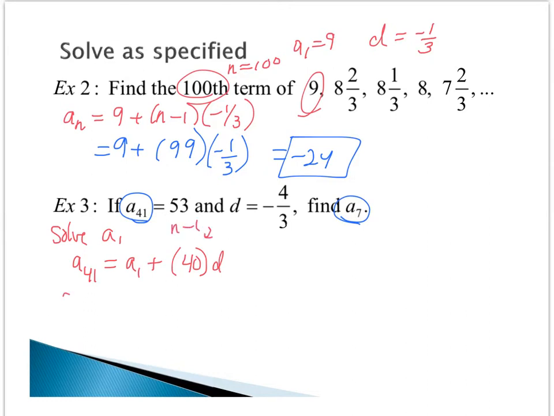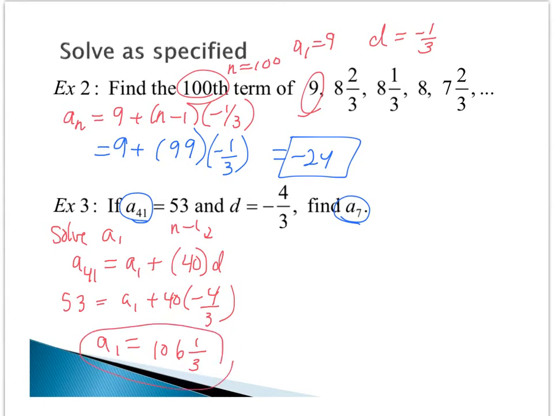So now if I plug in what I know, 53 equals a1 plus 40 times negative 4/3, I can work backwards and find out that my first term is 106 1/3. As you can see, when we start dealing with fractions, using these formulas becomes a necessity. Now that I know my first term and my difference, I can go ahead and answer the question that I want to solve. What is my 7th term?